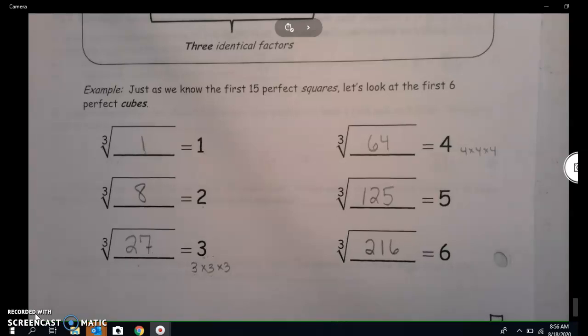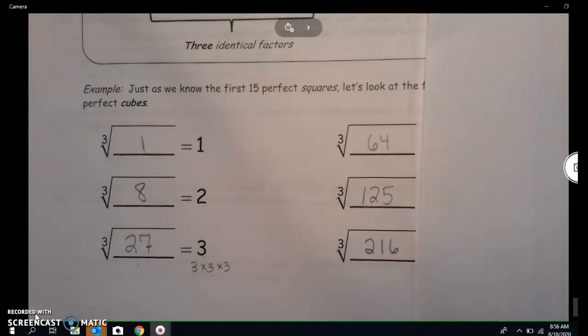So how I'll be asking you these in the future is I will cover this part up and say, tell me the cubed root of 125. And in your head, you have to think, oh, what times what is 125?